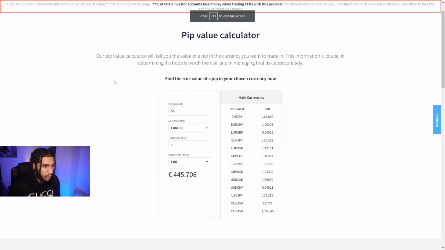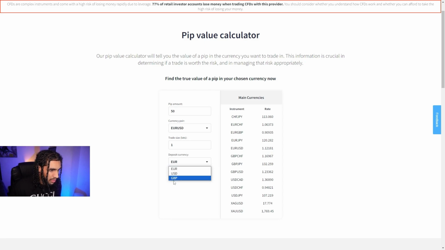The pip calculator right here. So here we have the pips. We are going to be making 50 pips from each trade, and our loss is simply going to be 25 pips for each loss that we potentially could get. So here is Euro USD, which is the main currency pair we will be using as the example for today's video. The deposit currency can be whatever, but for the country I live in, the UK, it's going to be Great British Pounds.